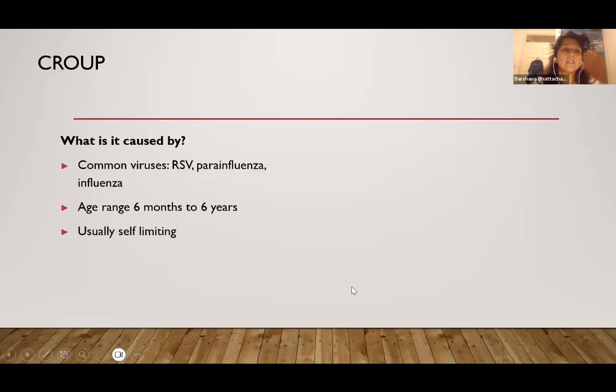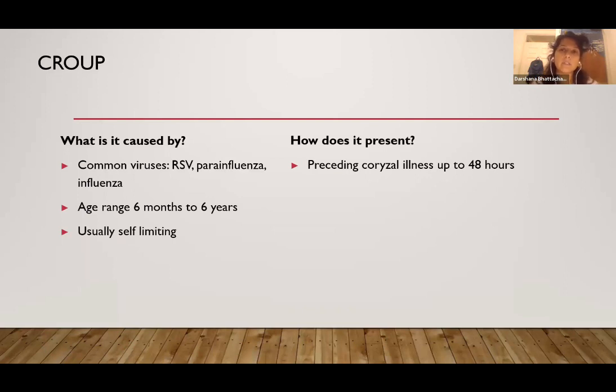This is an illness that's usually mild and self-limiting, so it does resolve within a few days, and it tends to present with coryzal symptoms, so runny nose, sneezing, up to 48 hours beforehand, but sometimes the prodrome can be very quick. It can be about 12 hours. Typically, kids present with hoarseness of their voice, a barking cough, and this inspiratory stridor with difficulty breathing, and parents tend to report that it's worse at night.